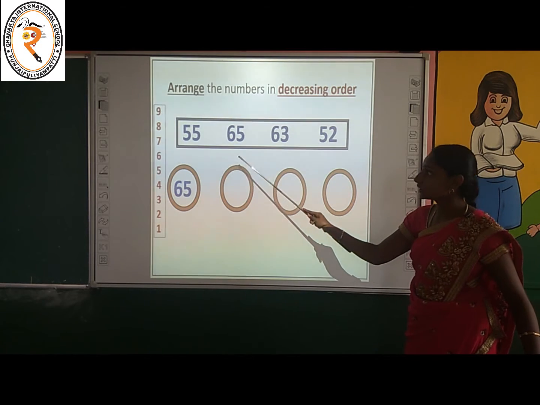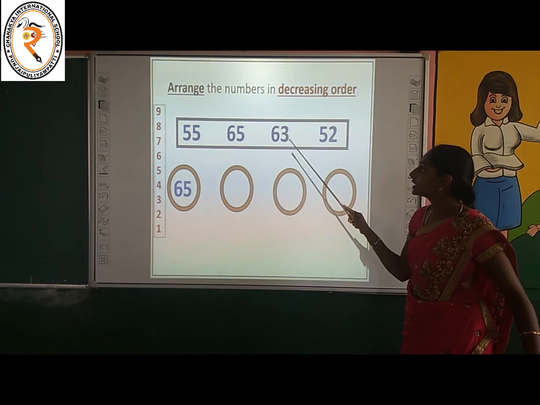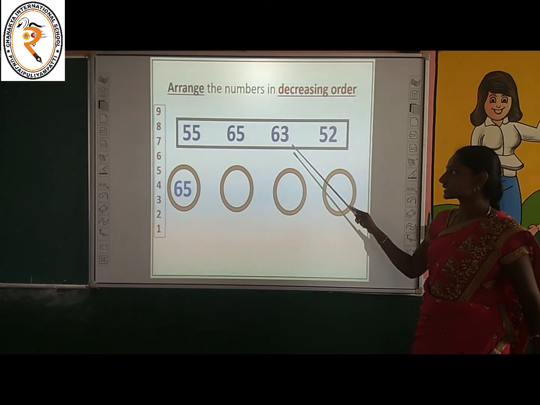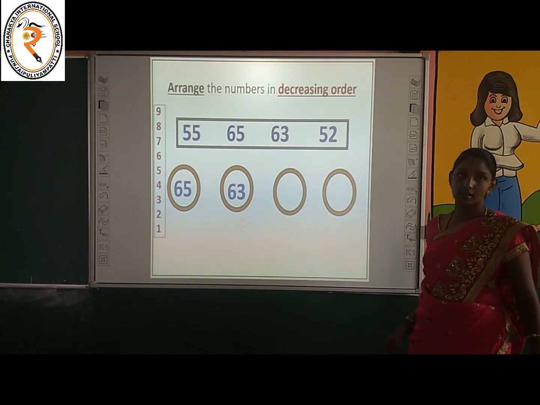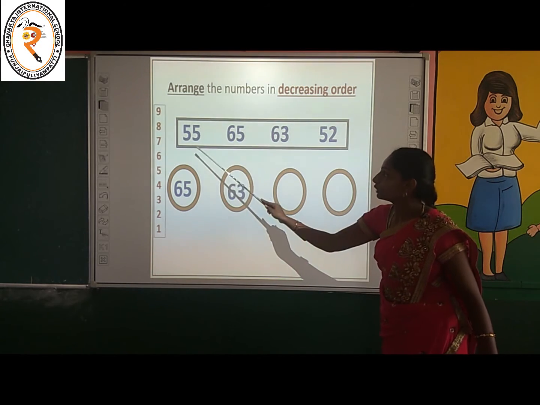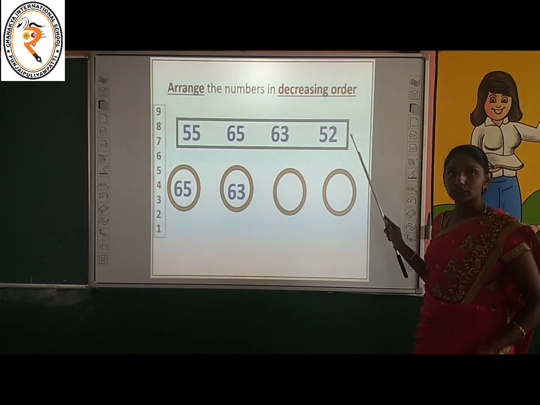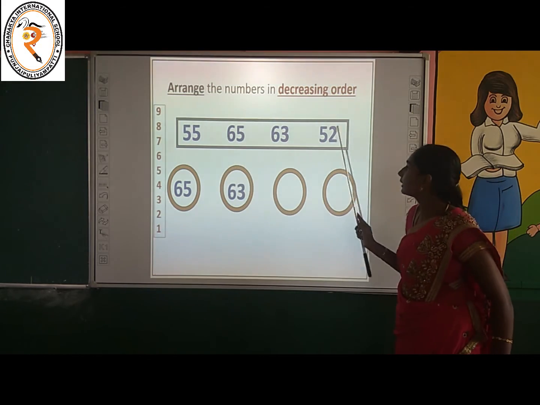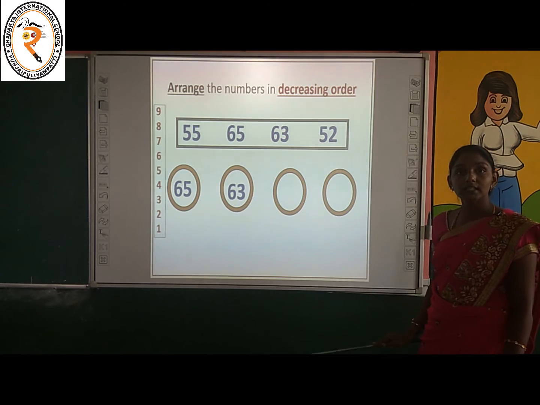Now cross out this. We have 55, 63 and 52. Which is the biggest? Correct. 63 is the next biggest number. Very good. Super. Now omit this and look only at 55 and 52. Now we have only 2 numbers. Very good. Now compare and tell which is biggest.